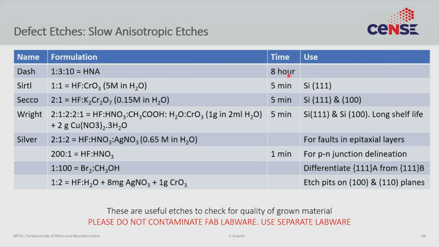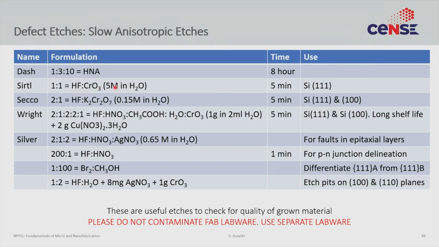It takes like 8 hours, so essentially overnight. Slightly more modern etches tend to not have nitric acid as the primary etchant. They tend to have chromic oxide as the primary etchant. So you still have an HF and chromium oxide solution in water, where water is the diluent. But instead of nitric acid, you have chromic oxide.